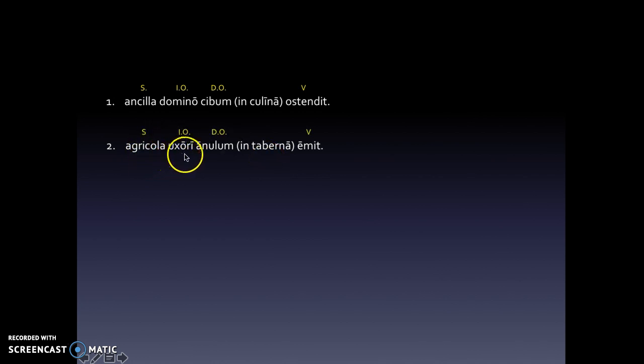Agricola, subject. Uxori, this is our third declension here. So it's dative singular, it's our indirect object. Anulum, direct object, because it's accusative, and our verb. So this says, the farmer bought a ring for his wife in the store. All right, servus Metellae, ooh, that should say togam, in cubiculo tradidit. In cubiculo is a prep phrase. This is ablative going with in, so I put parentheses around that. Servus is the subject. Metellae, that's a dative, so it's our indirect object. Togam is accusative, so it's our direct object. Tradidit is our verb. So the slave handed over the toga to Metella in the bedroom.